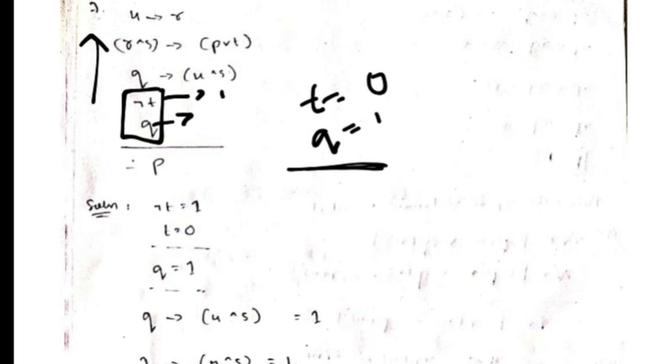Consider the third equation here, q conditional u and s. So q conditional u and s is 1, that means q's value is 1, and conditional u and s is 1, so this must be 1. So for the final answer to be 1, u and s must be 1. That means u and s both individual values should be 1.